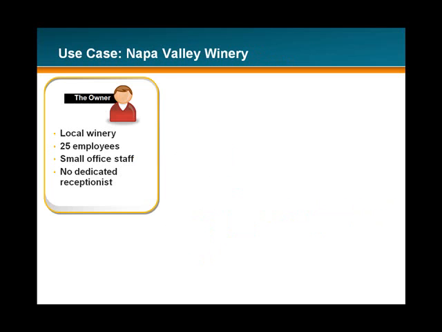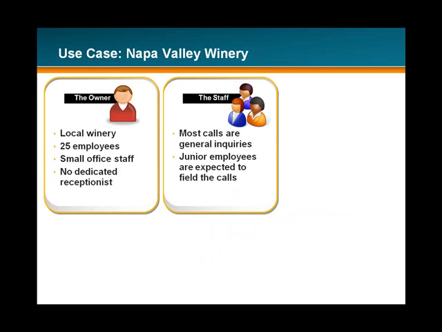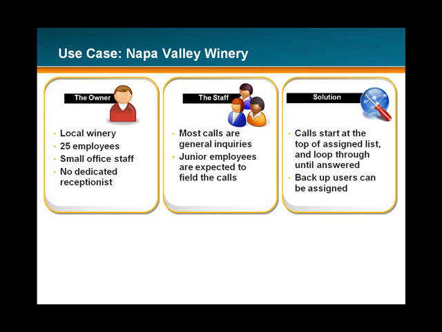Our next use case is the Napa Valley Winery. The owner, Steve, employs about 25 people, and as there is no dedicated receptionist, he is assigned a small group to answer incoming calls. Some of these employees have more seniority than others, and Steve would prefer it if the more junior staff answered the phones first.